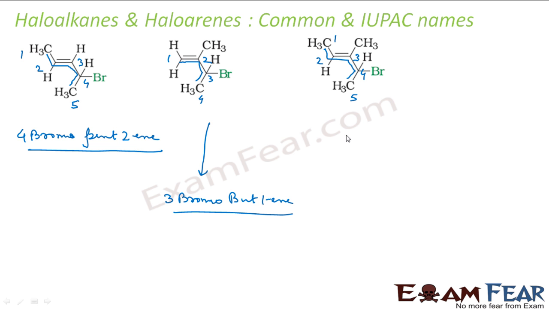So let's name this one. At the fourth position I have a bromo, 4-bromo. Does the longest chain have anything else? Yes, at the third I have a methyl, 3-methyl. The longest chain is 5 carbons, pent. Double bond at the second position, pent-2-ene. That is the name: 4-bromo-3-methylpent-2-ene. This is the name of this compound.